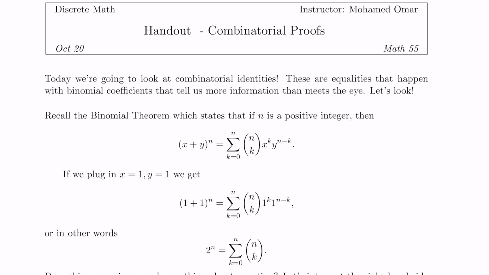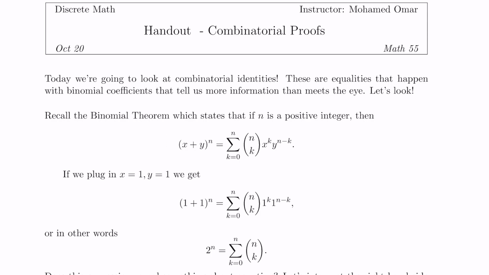So today we're going to talk about how algebraic expressions involving binomial coefficients, the n choose k terms that we talked about in the last couple of classes, actually reveal interesting information about how to count different objects. So we're going to focus on looking at what are called combinatorial identities. These are equalities that happen with binomial coefficients and tell us more than meets the eye.